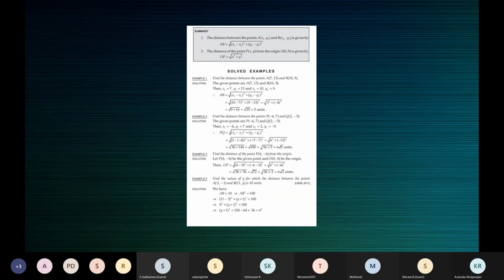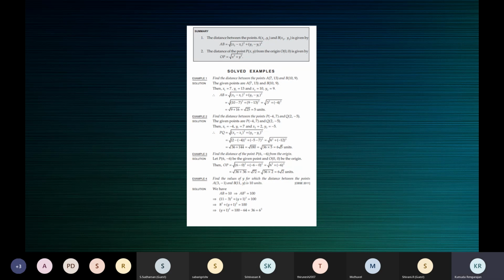Supposing you have a line segment PQ in the Cartesian plane. That is, there are 2 points P and Q in the Cartesian plane. You know the address of P, that is, you know the x coordinate and the y coordinate of P. You also know the coordinates of Q.